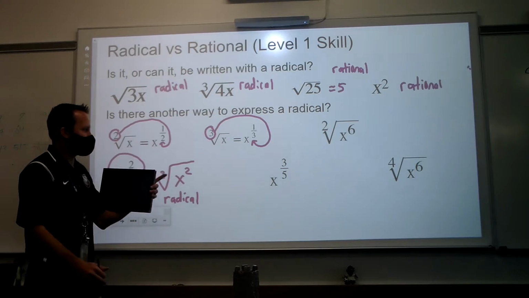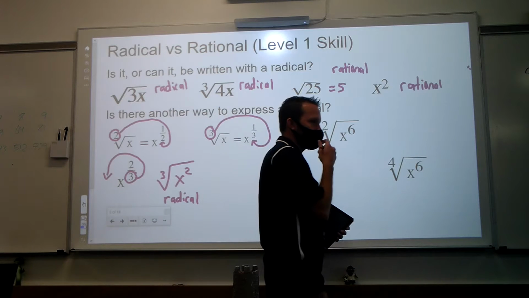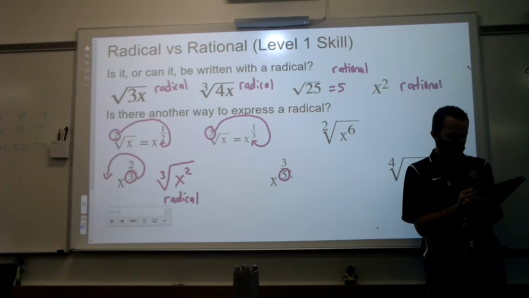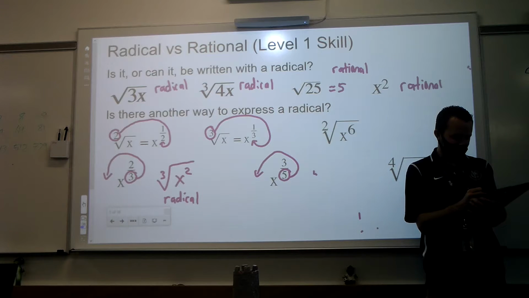What about this one? X to the 3/5. What can we do with that 5? Do you remember what the vocab word is? It's going to become our index. Good job. So we'll have the fifth root of x to the third. That's a 3 there. And I can't simplify that, so what do I write there? Radical.